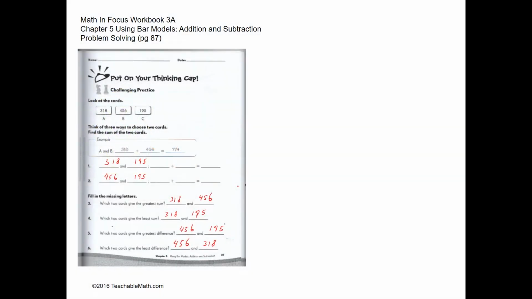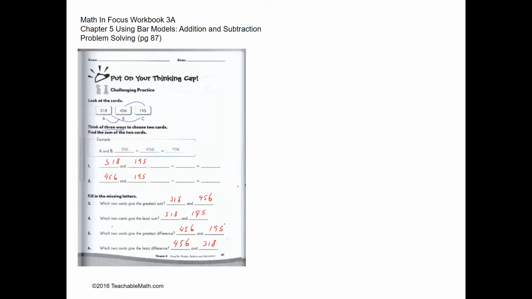Here are some questions on number sense. The first one, think of 3 ways to choose 2 cards. So the first way is chosen for us. Another way would be 318 and 195. The third way would be 456 and 195.